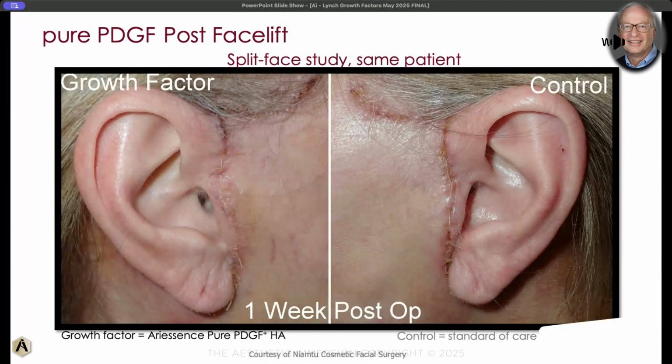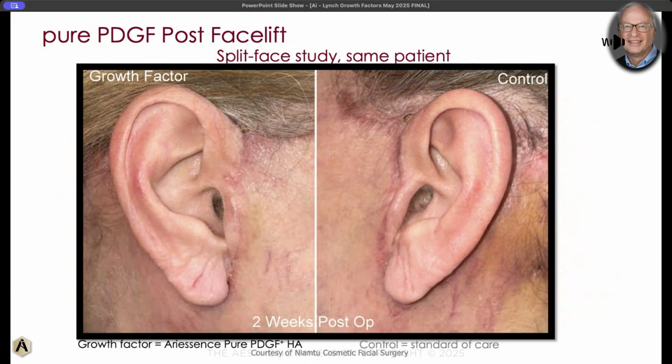So here's a split face study. Same patient, one side treated with the Ariessence, the other side a control, standard of care Aquaphor emollient. You can clearly see the difference in healing at 1 week post-op in that preauricular incision line. Wow. Next. And the 2-week photos from that same patient: in the PDGF treated side, basically almost no scarring, compared to clearly a residual incision line and scar in the control side. Next.